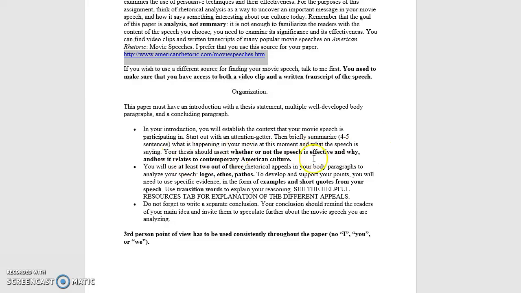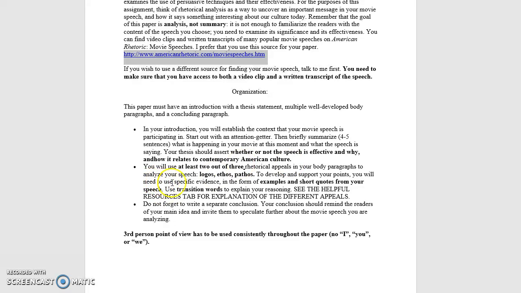Your thesis should assert whether or not the speech is effective and why, and how it relates to contemporary American culture. The speech needs to be persuasive or argumentative in nature. And you need to understand who the speaker is and who that speaker's audience is. I'm not the audience. You're not the audience. Think about the audience in the movie and whether it's effective to those particular people, okay, or not.